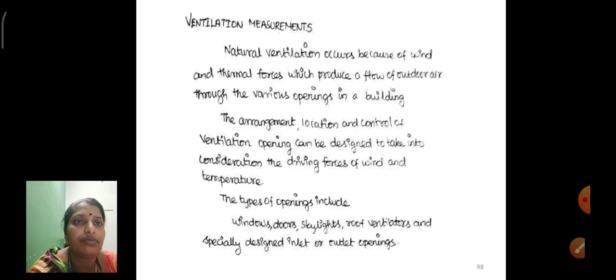நெக்ஸ்ட், வென்டிலேஷன் மெஷர்மெண்ட்ஸ். You have to use the natural ventilation occurs because of wind and thermal forces which produce a flow of outdoor air through the various openings in a building. The arrangement, the location and control of ventilation opening can be designed to take into consideration the driving forces of wind and temperature. Okay, but what are the types of opening include? Windows, doors, skylights, roof ventilators and specially designed inlet and outlet openings.